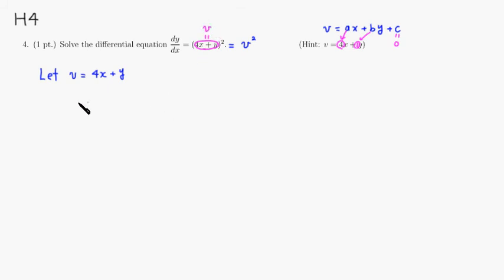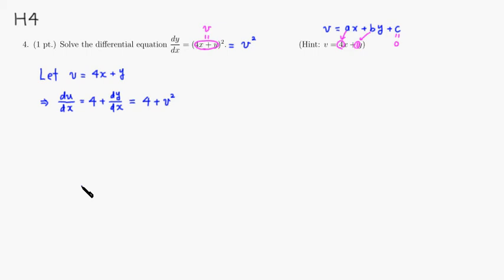Then we're going to take the derivative of this substitution. So let's find dv over dx. This is going to be the derivative of 4x, which is just 4, and the derivative of y, which would be dy over dx. We already know that this guy is v squared. So you're going to have 4 plus v squared.